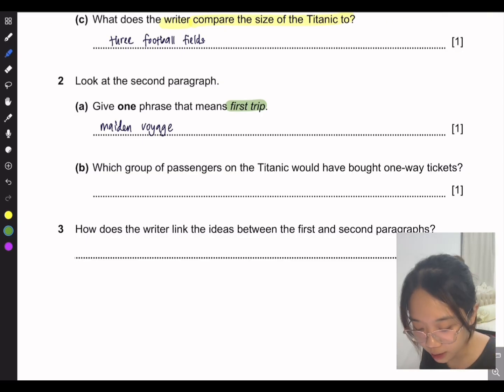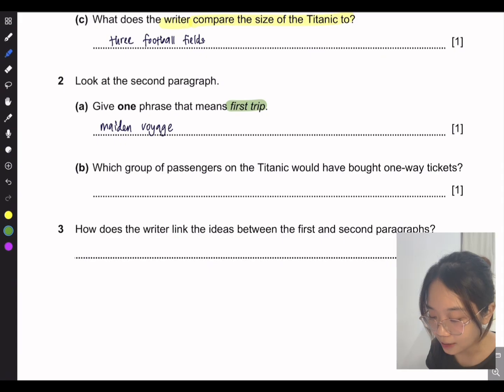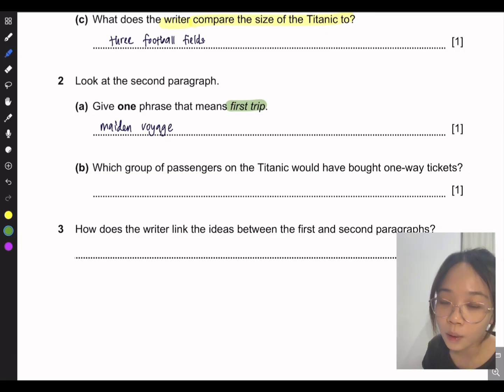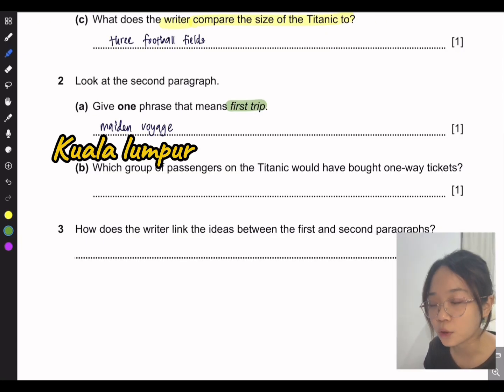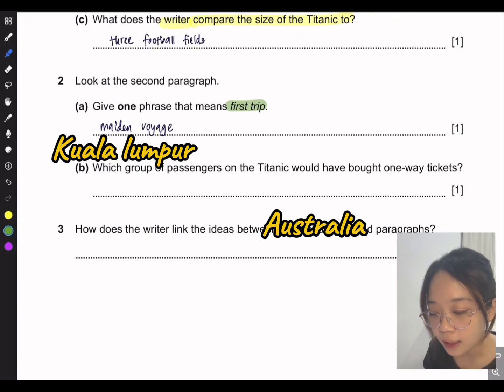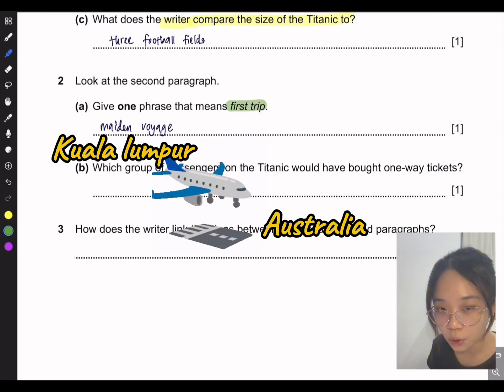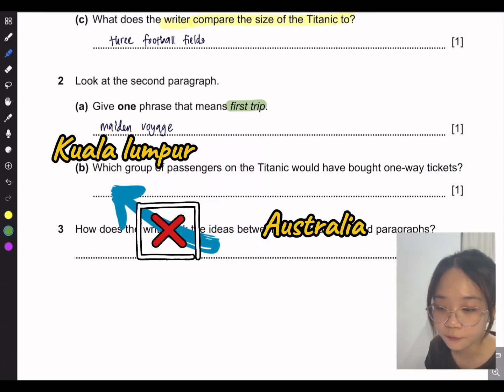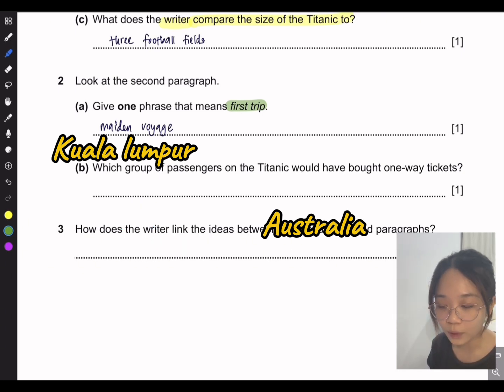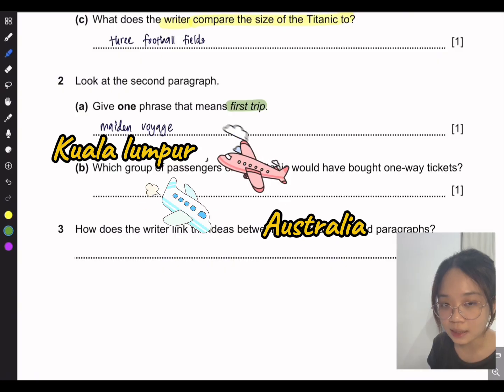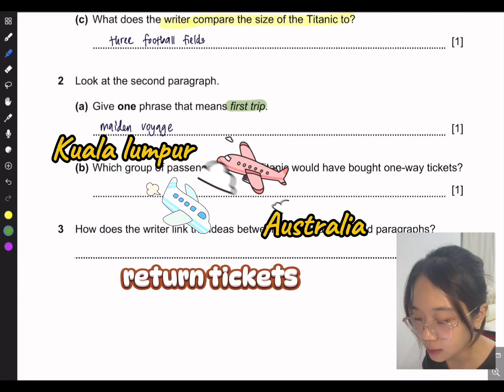So the next question here is, which group of passengers on the Titanic would have bought one-way tickets? Okay, so what do you mean by one-way tickets is, for example, you are from Kuala Lumpur, okay, and you are going to Australia. So if you buy one-way ticket, it means that you are buying flight ticket from Kuala Lumpur to Australia, and you didn't buy flight ticket from Australia back to Kuala Lumpur. So it's only one-way ticket. If you buy two-way tickets to and fro, we call it return tickets.